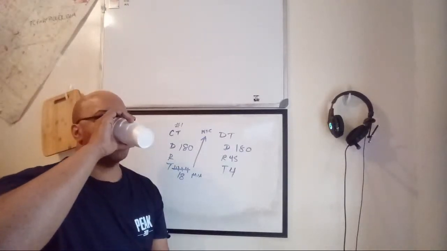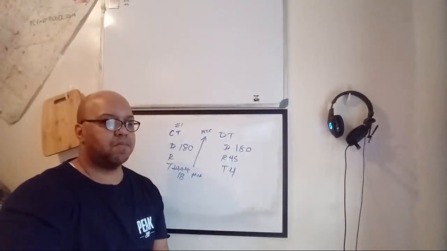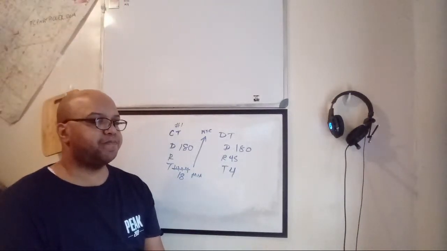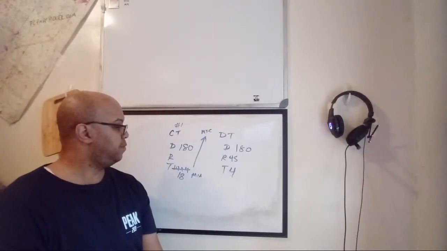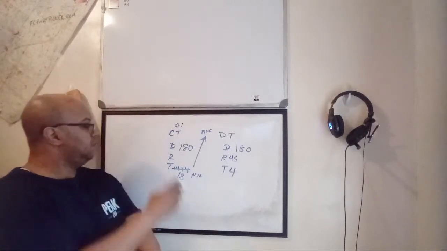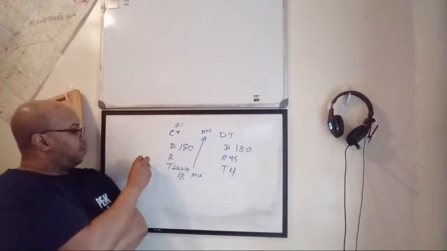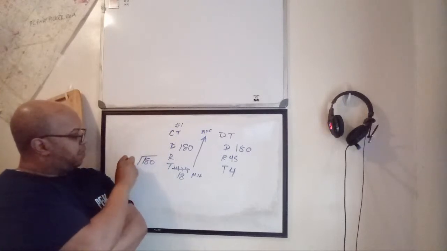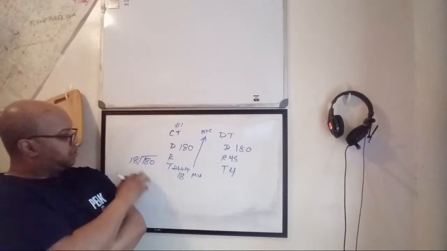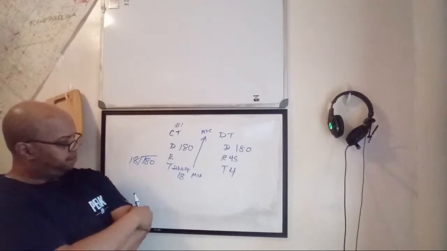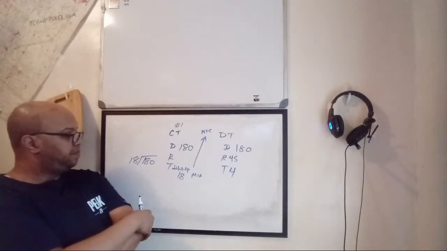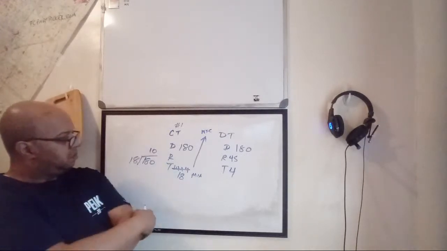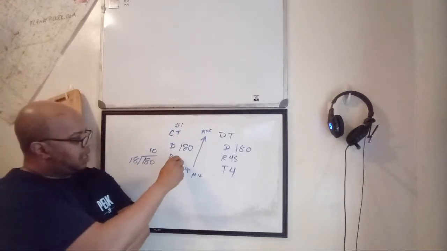Divided by 18. So we have 180 divided by 18. What's the difference in these two numbers? Just a 0. So 18 must have been multiplied by what? 10. That's your answer. Boom. 10 kilometers per hour.